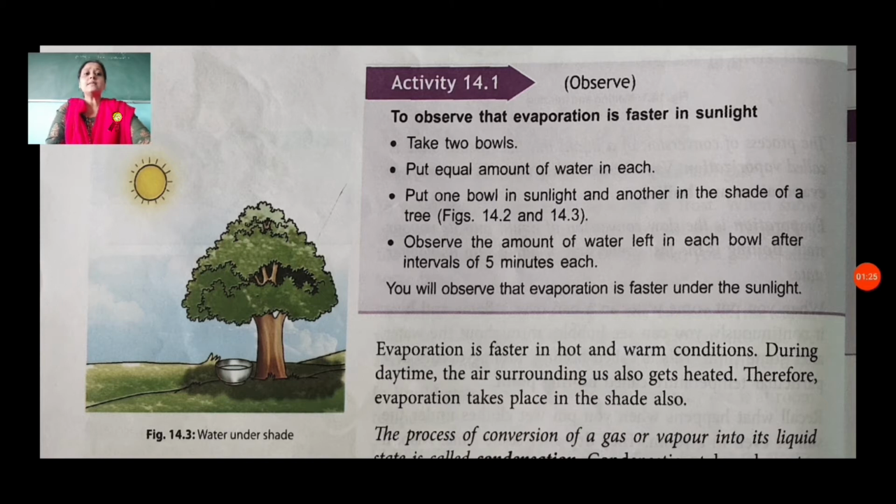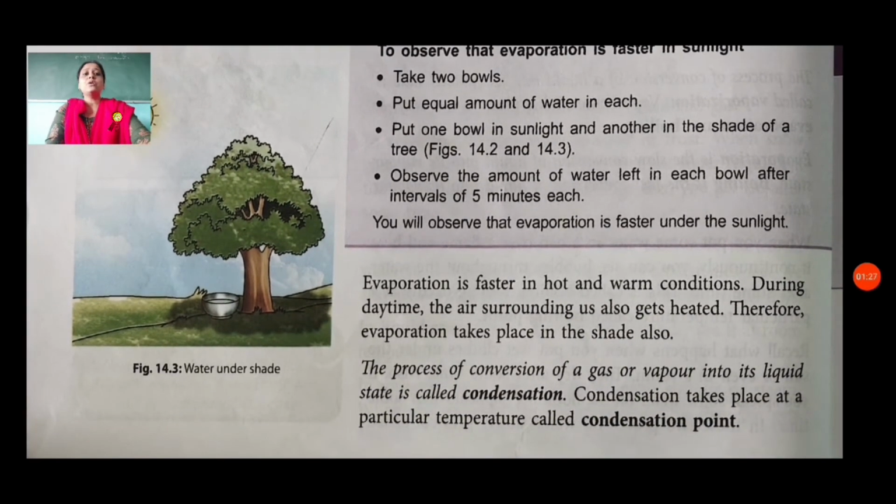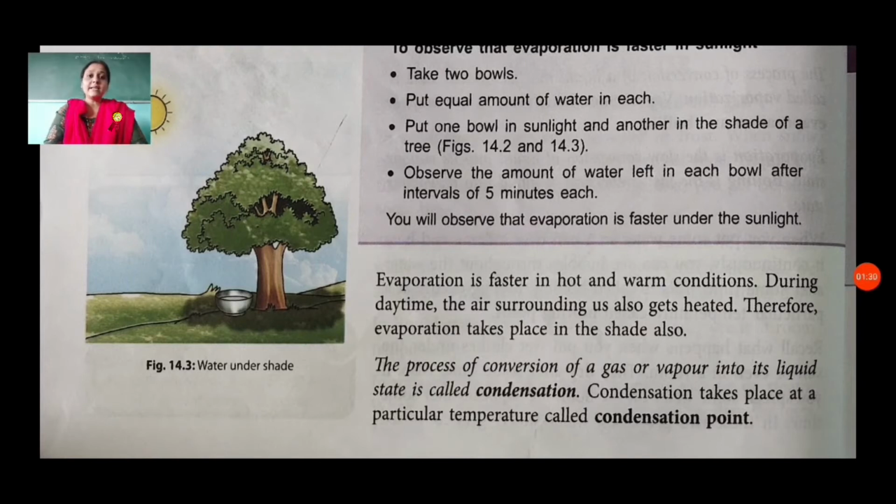The process of conversion of a gas or vapor into a liquid state is called condensation. We have discussed that water changes its state from liquid to solid, solid to gas, and also from gas to liquid, and from solid to liquid. In liquid, for example, juice, milk. In solid, for example, ice. The process of conversion of a gas or vapor into its liquid state is called condensation.